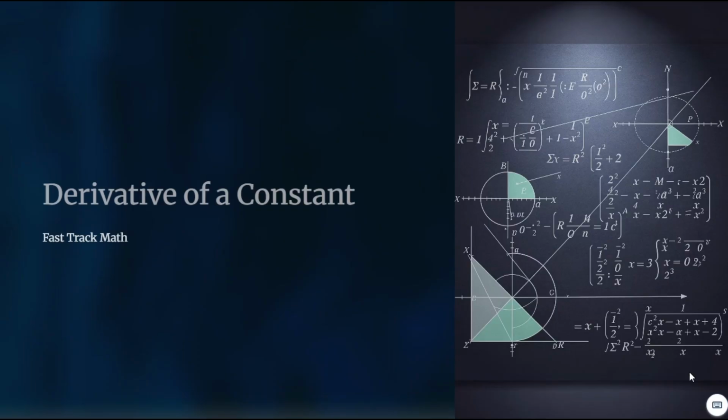What is the derivative of 5? Some students say 1, some say 5, but the correct answer is 0. Let's see why.